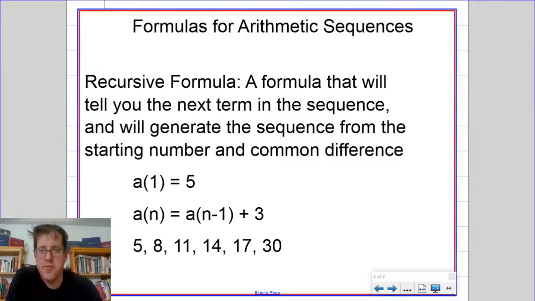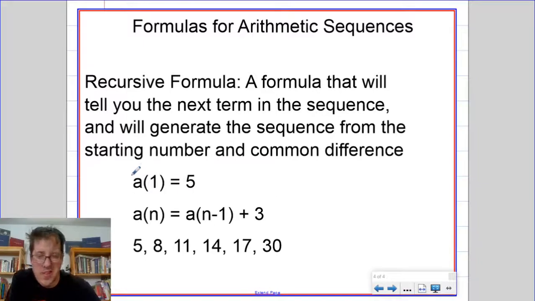The second type of formula is called a recursive formula. A recursive formula is one that will give you the next term in the sequence if you know a particular term. So if you know the 7th term, it'll tell you the 8th term. If you know the 20th term, it will tell you the 21st term. Okay? There are two parts to a recursive formula.